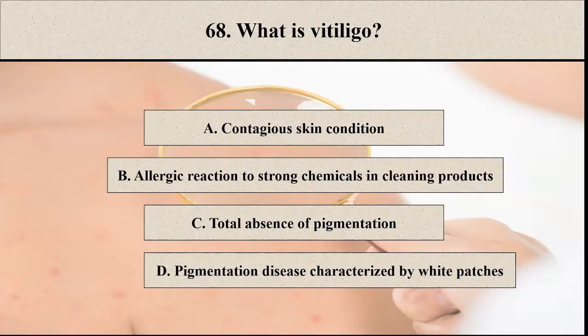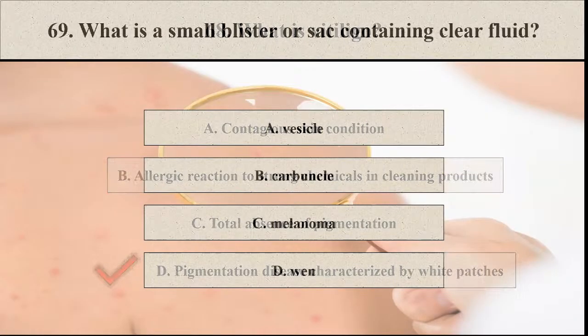What is vitiligo? Is it contagious skin condition, allergic reaction to strong chemicals in cleaning products, total absence of pigmentation, pigmentation disease characterized by white patches? If you chose D, pigmentation disease characterized by white patches, you are correct.